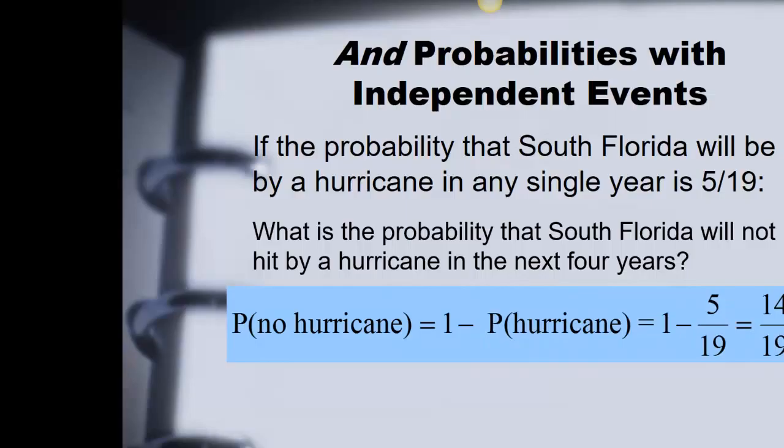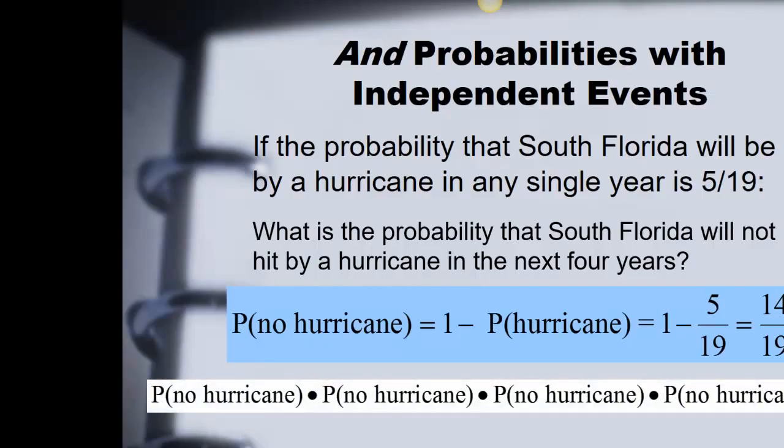So when we're saying not, the formula is 1 minus. Okay, we're looking at that event. So we have P of no hurricanes, which is 1 minus P of hurricanes, and we have 1 minus 5 over 19. And 1 in fraction form is equivalently 19 over 19. And this is where we have 19 over 19 minus 5 over 19, which yields 14 over 19.